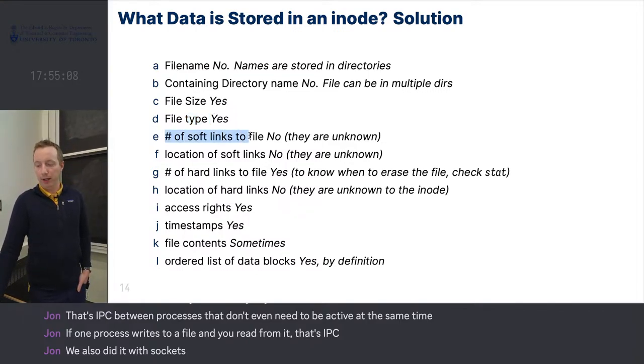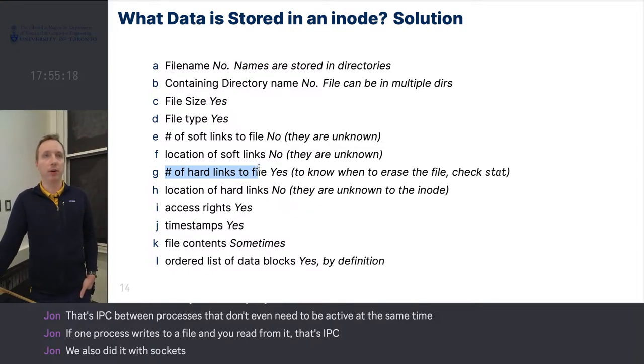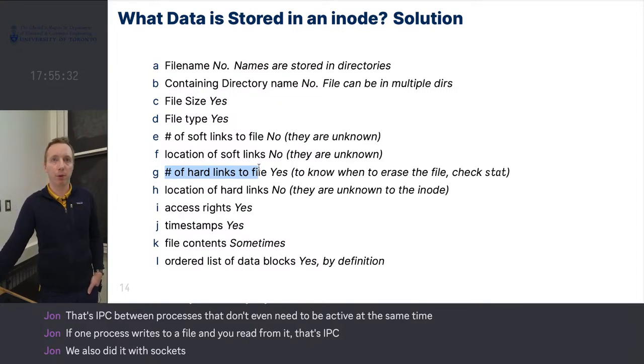The number of soft links is not stored on the inode. The location of soft links is not stored on the inode. The only thing stored is the number of hard links to that inode. This is stored on the inode because the kernel has to keep track of this number: if the number of references goes to zero, it means the file isn't used anymore, and the kernel can mark it as inactive or, less likely, delete it.